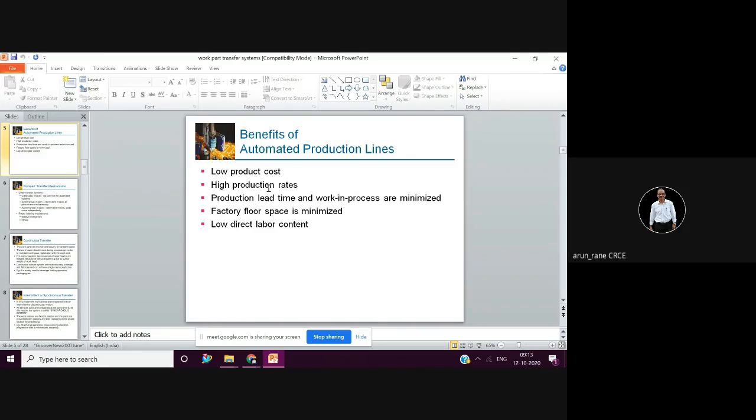Then you have low product cost. These are the benefits: low product cost, then high production rates. High production rate means mass production, that is, cycle time will be less. Production lead time and working processes will be minimized. Obviously, the floor space is minimized. Then it can be unmanned, so the labor requirement is less.